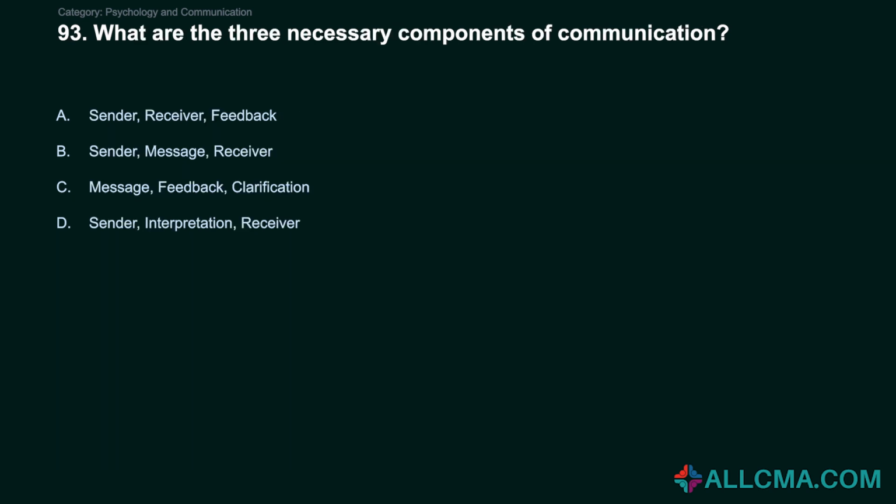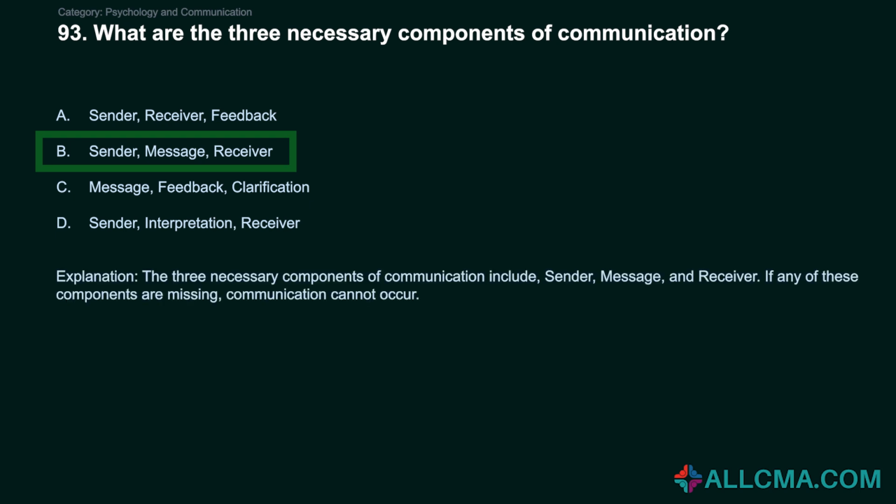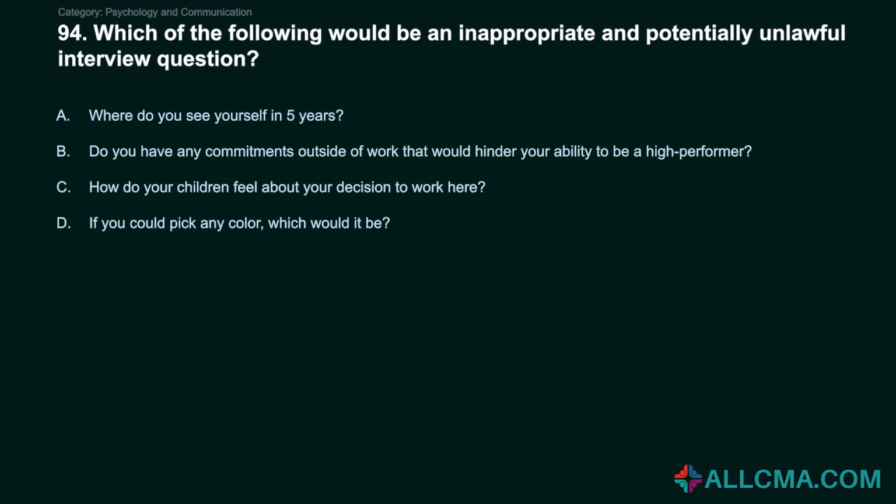93. What are the 3 necessary components of communication? A. Sender, receiver, feedback. B. Sender, message, receiver. C. Message, feedback, clarification. D. Sender, interpretation, receiver. Correct answer: B. Sender, message, receiver. The 3 necessary components of communication include sender, message, and receiver. If any of these components are missing, communication cannot occur.